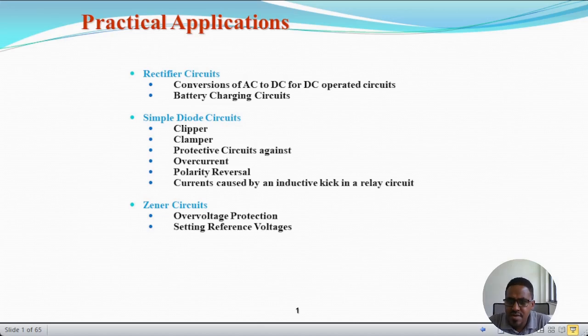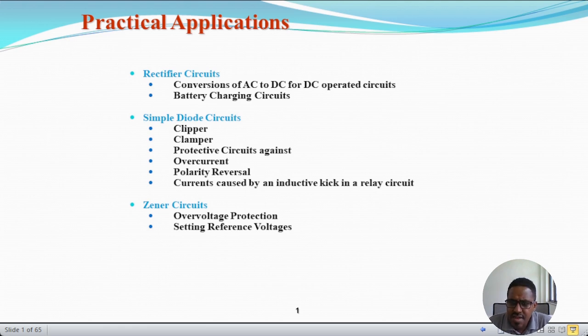Hello everyone. Today's topic is applications of the diode. Practically, a diode can be applied in rectifier circuits, like conversion of AC to DC for DC operating circuits, battery charging circuits, and other simple diode circuits like clipper and clamper. Clippers and clampers are mostly used for wave shaping purposes.